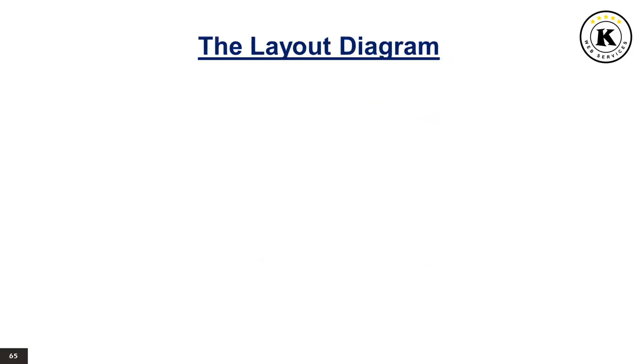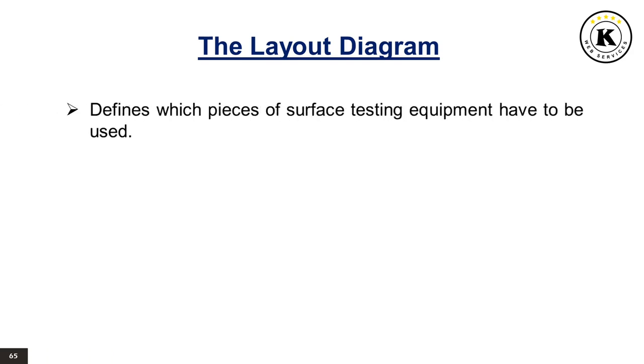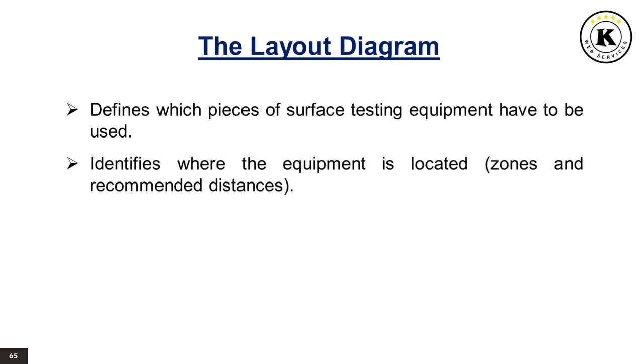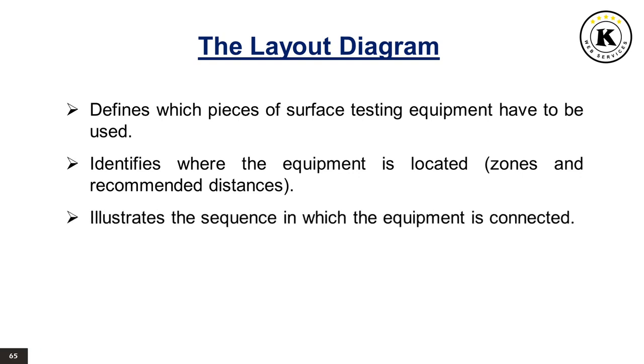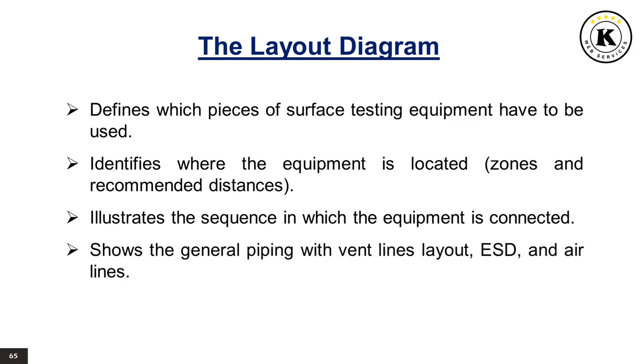The layout diagram defines which pieces of surface testing equipment have to be used. Identifies where the equipment is located according to zones and recommended distances. It illustrates the sequence in which the equipment is connected. And shows the general piping with vent lines layout, emergency shutdown, and air lines.